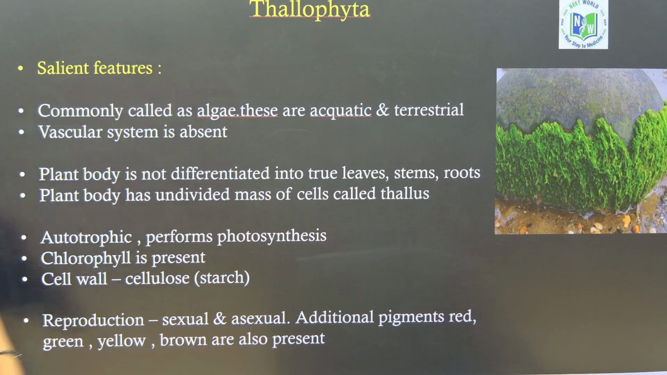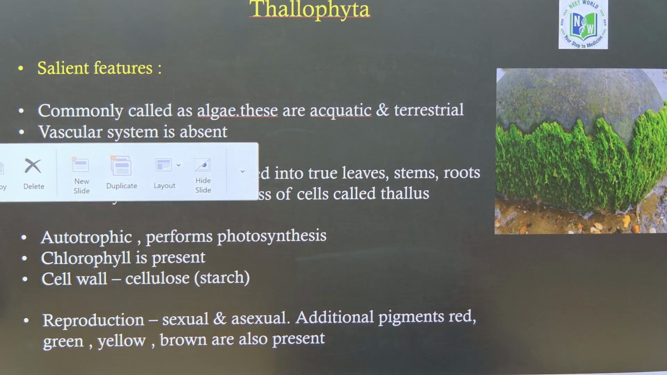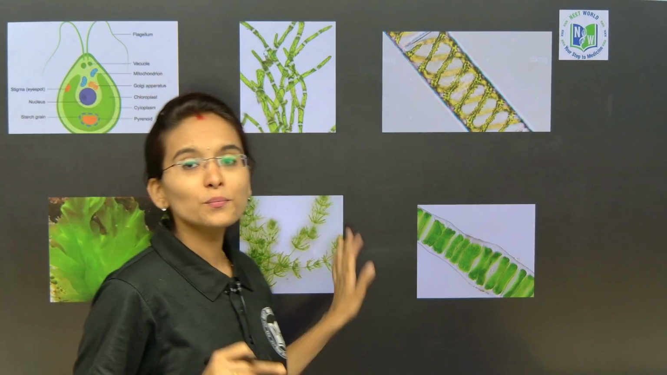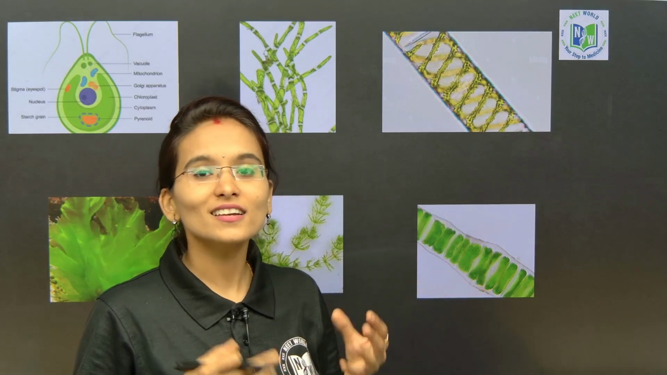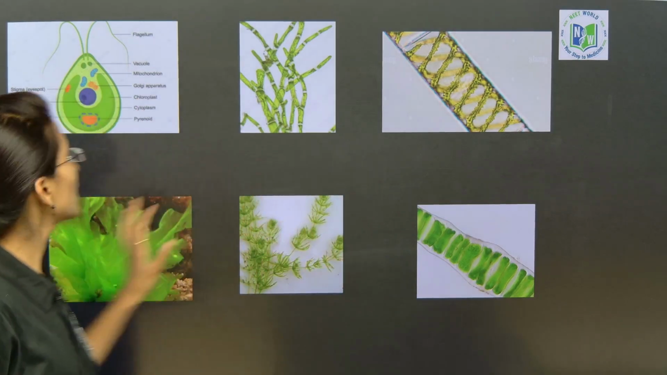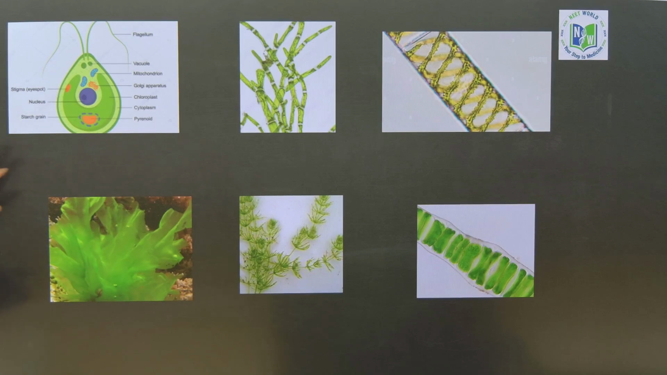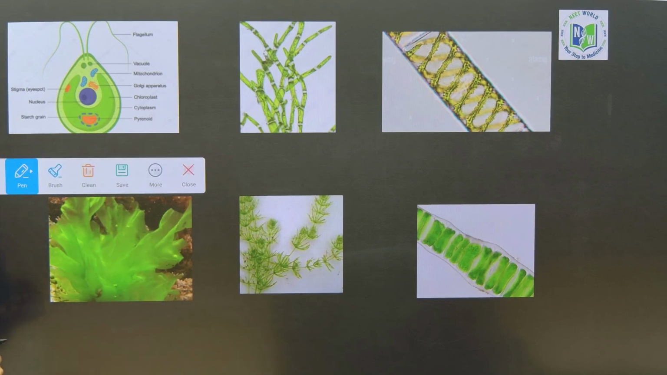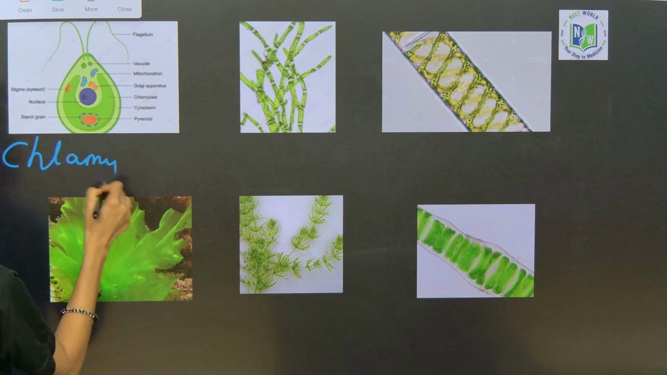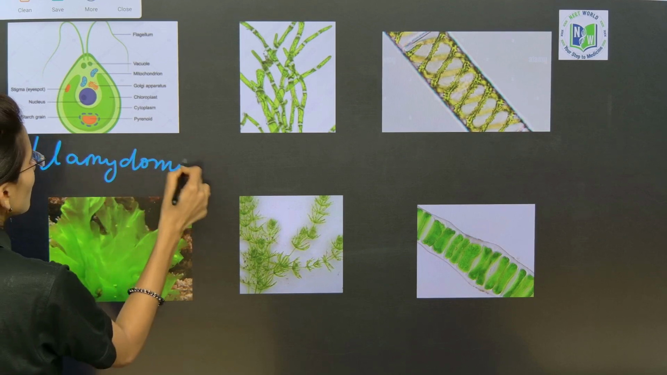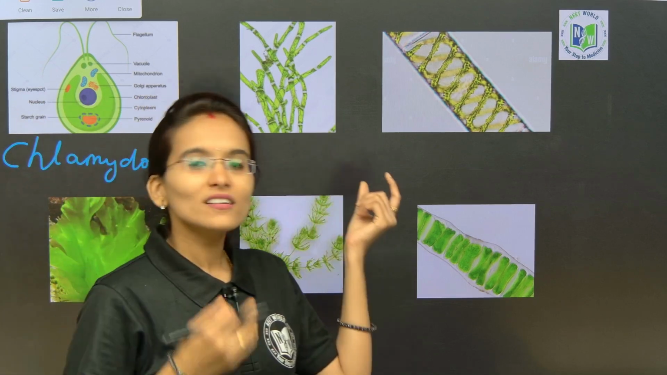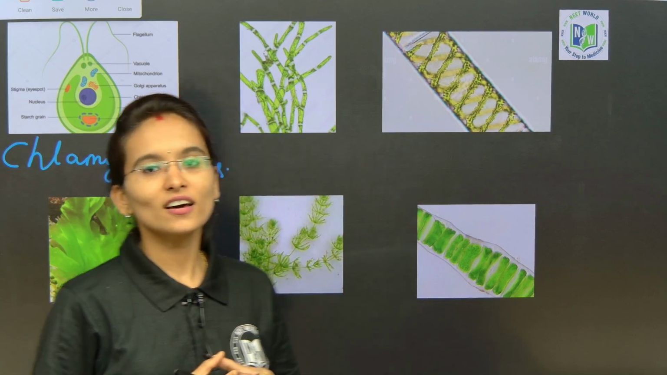So now we will see the uses of the algae. Students, these are the most important examples, extracted from your NCERT. Just have a look at them. These are very, very important, my dear students. It is a unicellular algae called Chlamydomonas. Clear? It is a unicellular algae, but all the remaining ones are multicellular algae, my dear students.